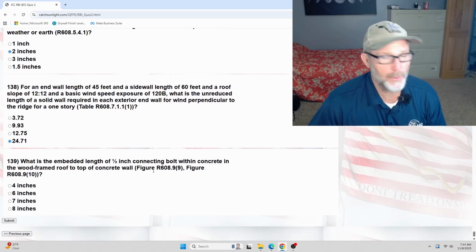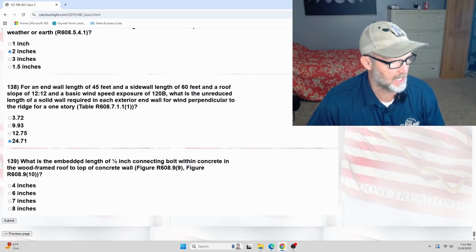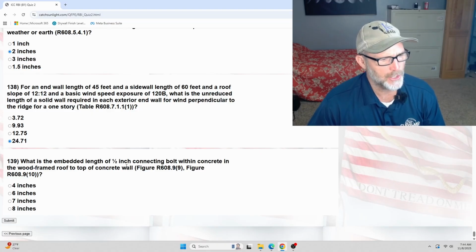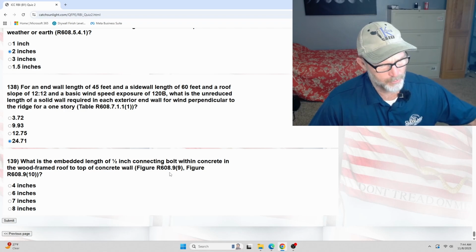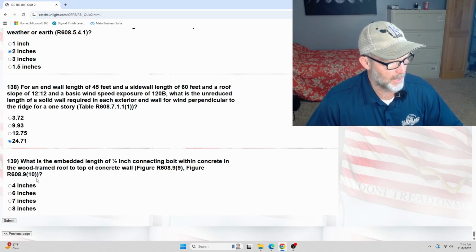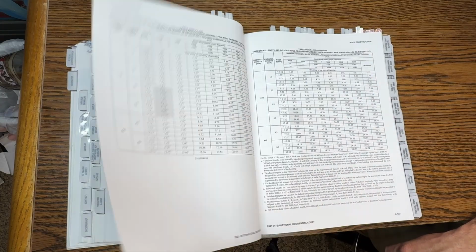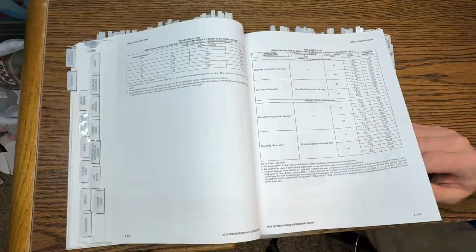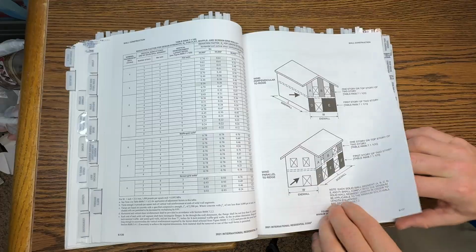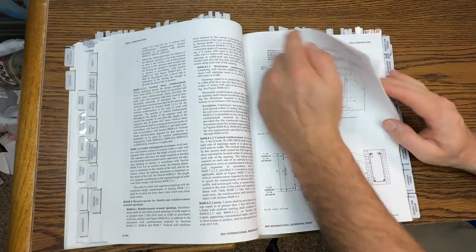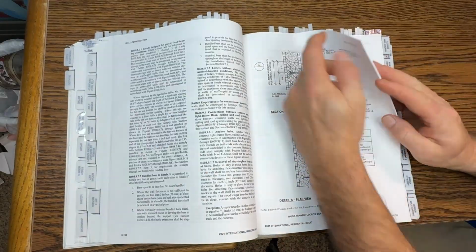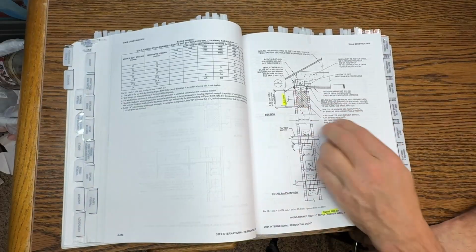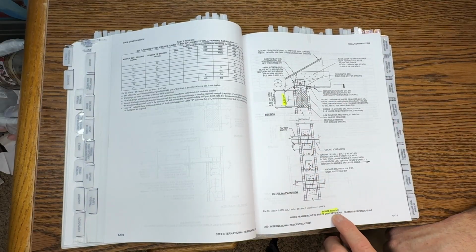All right, 139. This is it, folks. Wrapping up. What is the embedded length of 1/2 inch connecting bolt within concrete in the wood frame roof to top of concrete wall? So let's look at these figures, 608.9 (9) and figure 608.9 (10). So I'll jump over and check that out. Let's roll over here and see what we got. All right, 608.7, I got a ways to go here. Okay, here we go. So 7 inches, figure 608.9.